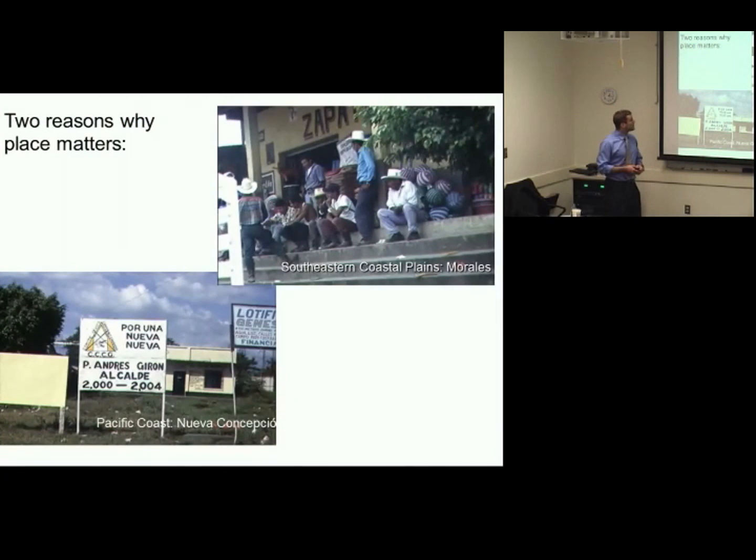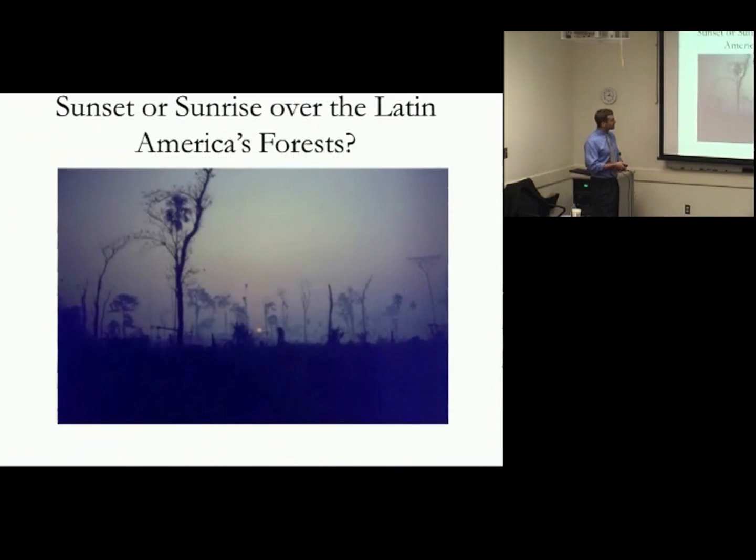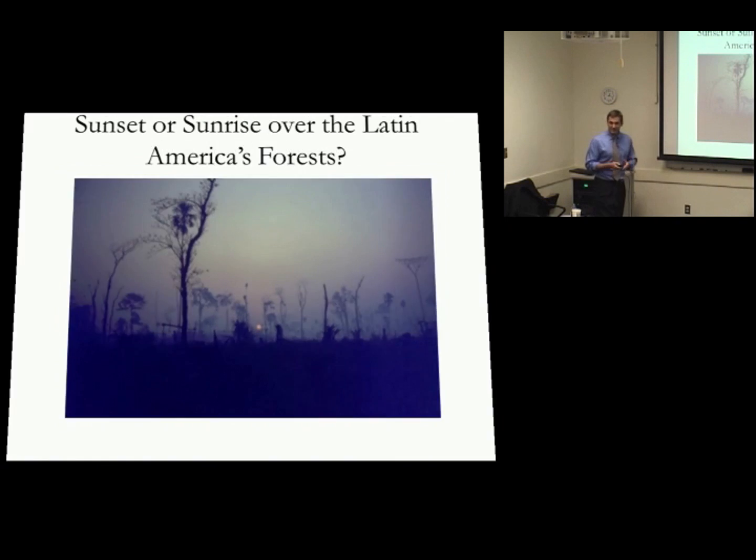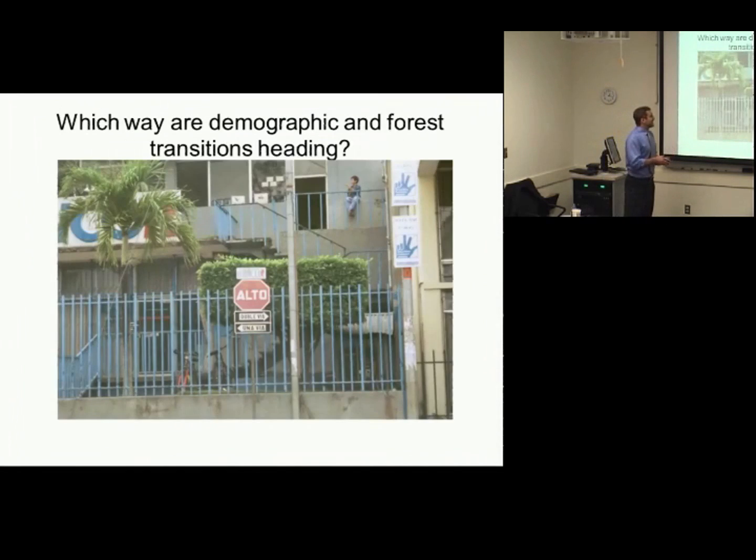Clearly a package of these things is important. So those are just two reasons why place matters as well. Hopefully I've tried to infuse some appreciation of the different scales, the important scales, from household to community to municipio, region, and global.